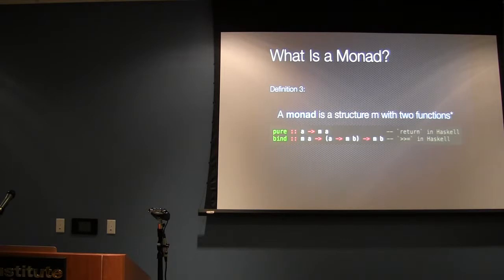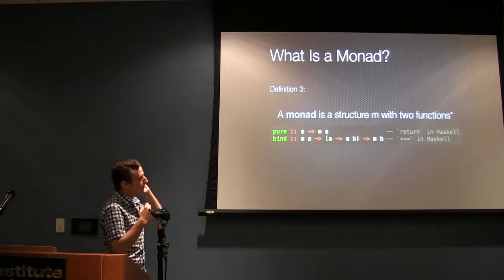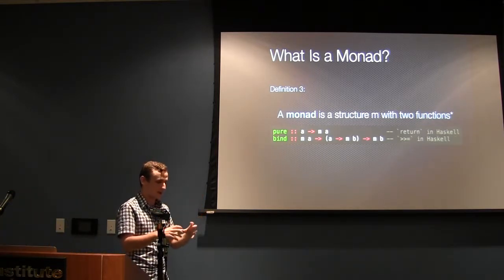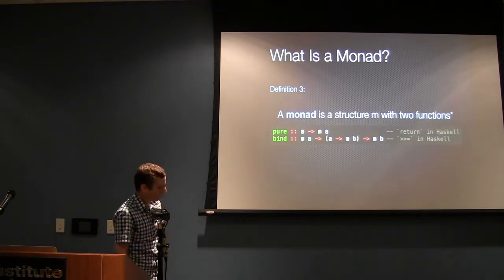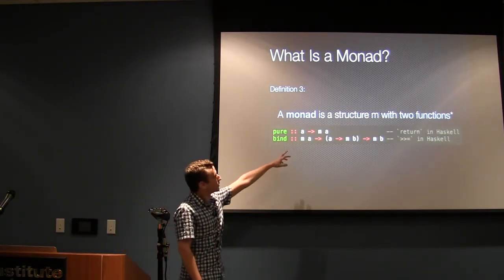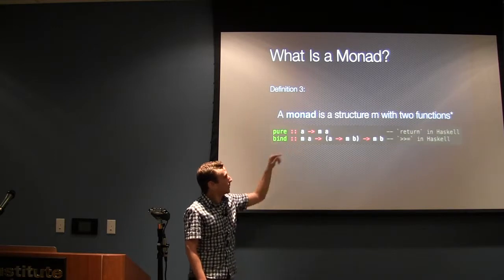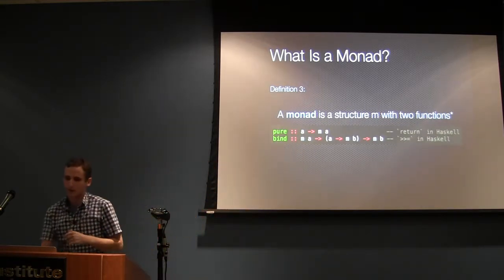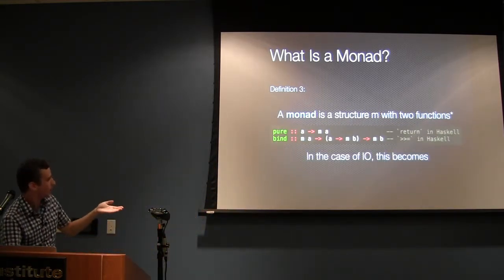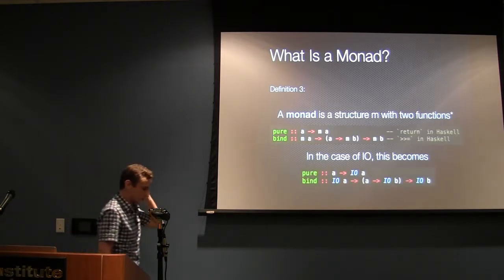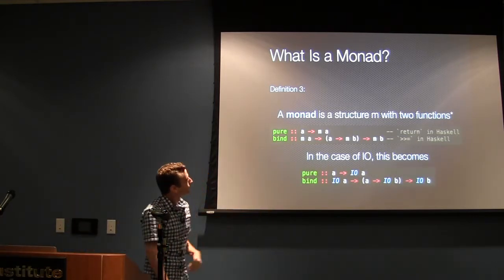So the pure function, what it should do, and anytime I talk about a monad, I'm thinking of that as just being some extra context around a value. So what my pure function should do is just take an arbitrary value and wrap it up inside that extra context. In the example we saw before, that was IO. So pure just wraps it up in a trivial IO action.